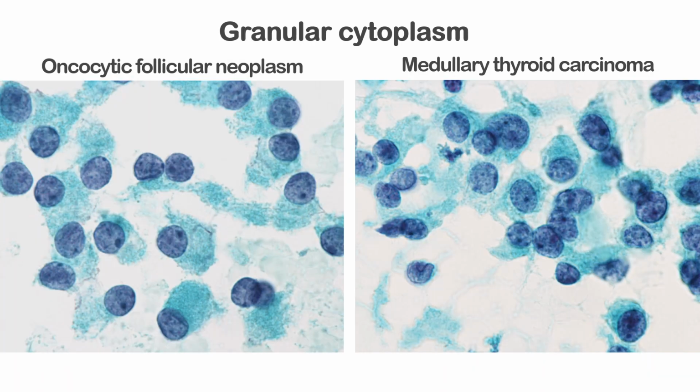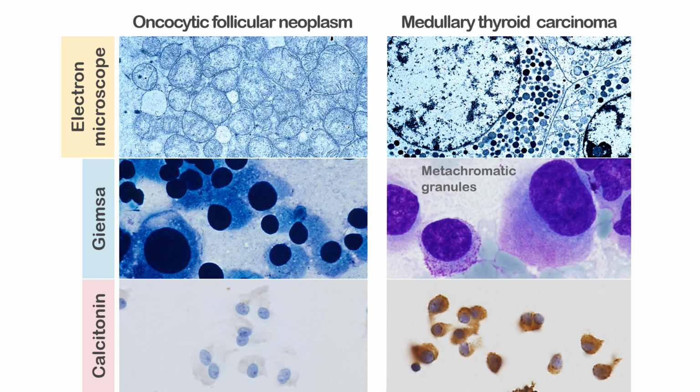Granular cytoplasm is seen in oncocytic follicular neoplasm and medullary thyroid carcinoma. The nucleoli of oncocytic follicular neoplasm are more prominent. The salt and pepper chromatin pattern is characteristic of medullary thyroid carcinoma. To distinguish them, Giemsa stain or immunostaining are useful. Medullary thyroid carcinoma cells show metachromasia and positivity for calcitonin immunostaining.